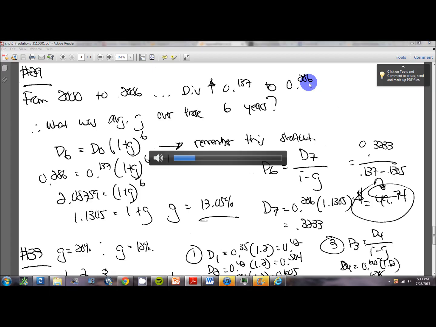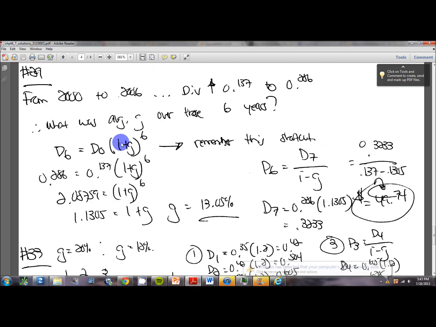So that was the total increase for those 6 years. Then what you need to do is figure out what the actual annual growth was for each of those 6 years. So what was the average G over those 6 years?